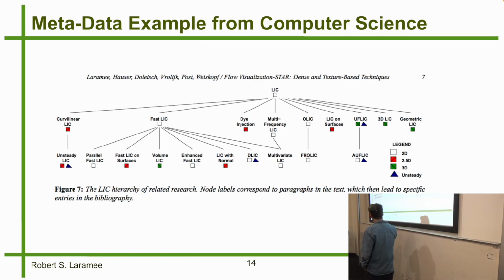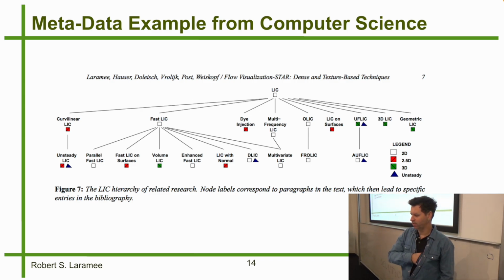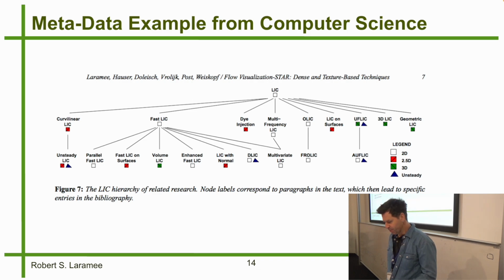This is just an example of a so-called metadata figure. You need to include a metadata figure in your survey. What is this one? This is a hierarchy of literature. Each node in this graph, in this hierarchy, represents a paper that's been published. And then this is the so-called parent. This is another paper, and this is the parent of this paper.